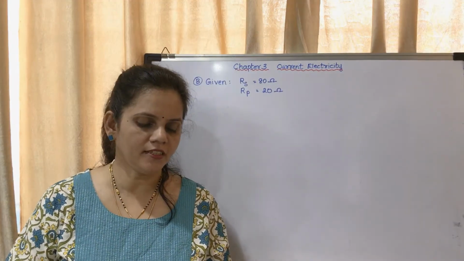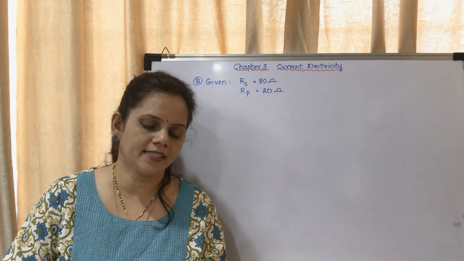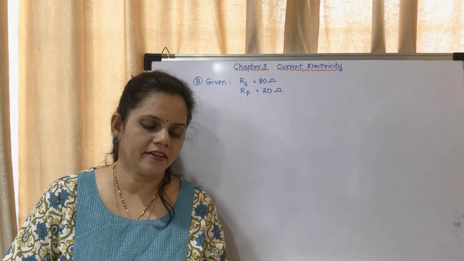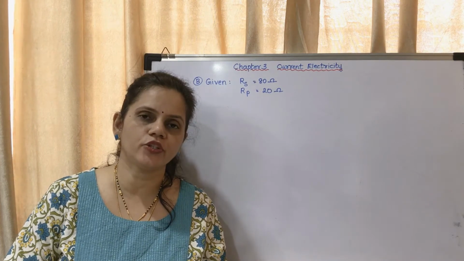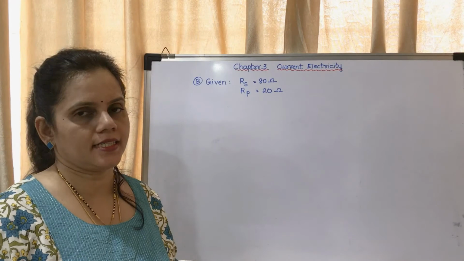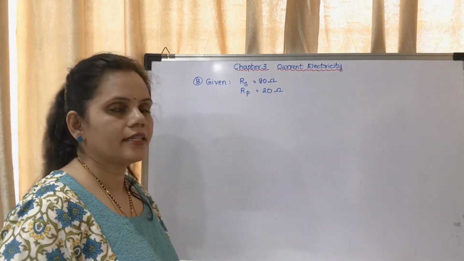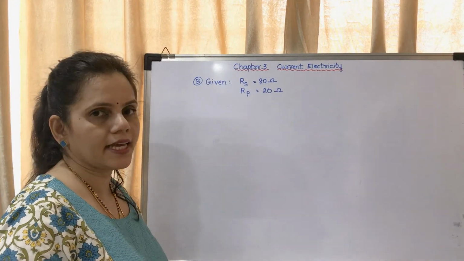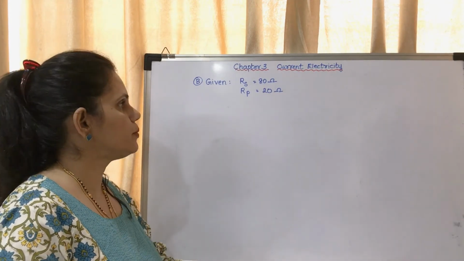Now the next question, when two resistors are connected in series, their effective resistance is 80 ohms. When they are connected in parallel, their effective resistance is 20 ohms. What are the values of the two resistances? You have to find out the value of two resistances. So here they have given there are two resistors. When they are connected in series, you get it as 80 ohms. When you are connecting it in parallel, you get it as 20 ohms.